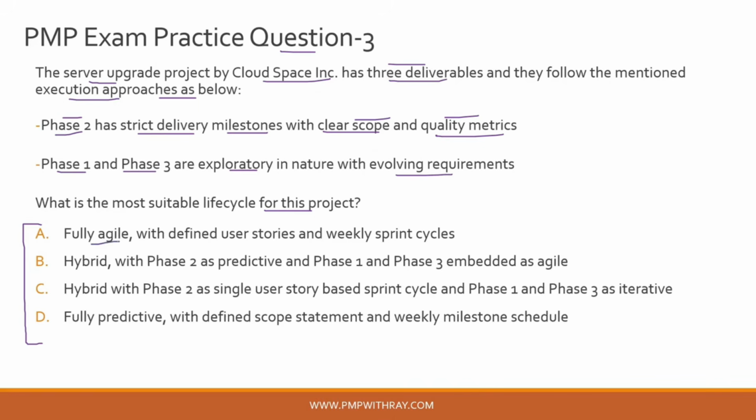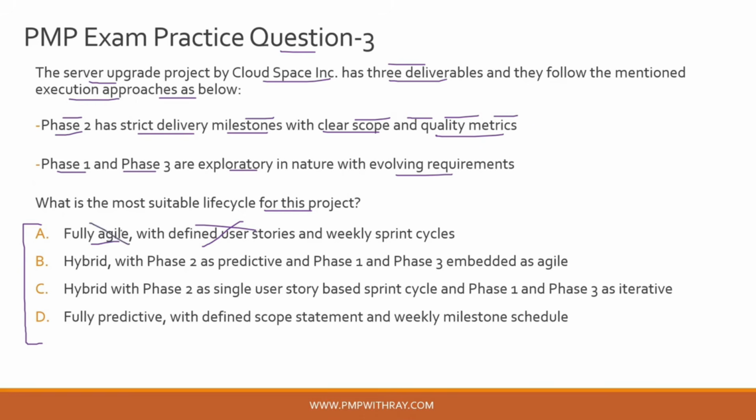Option A, fully agile. Now I will not even read this next part of the option, guys. Okay, because primarily it is saying that phase 2 has strict delivery milestones with clear scope and quality metrics, and this is one of the primary reasons why we can safely interpret that this phase 2 of the project needs to follow a predictive or waterfall approach.